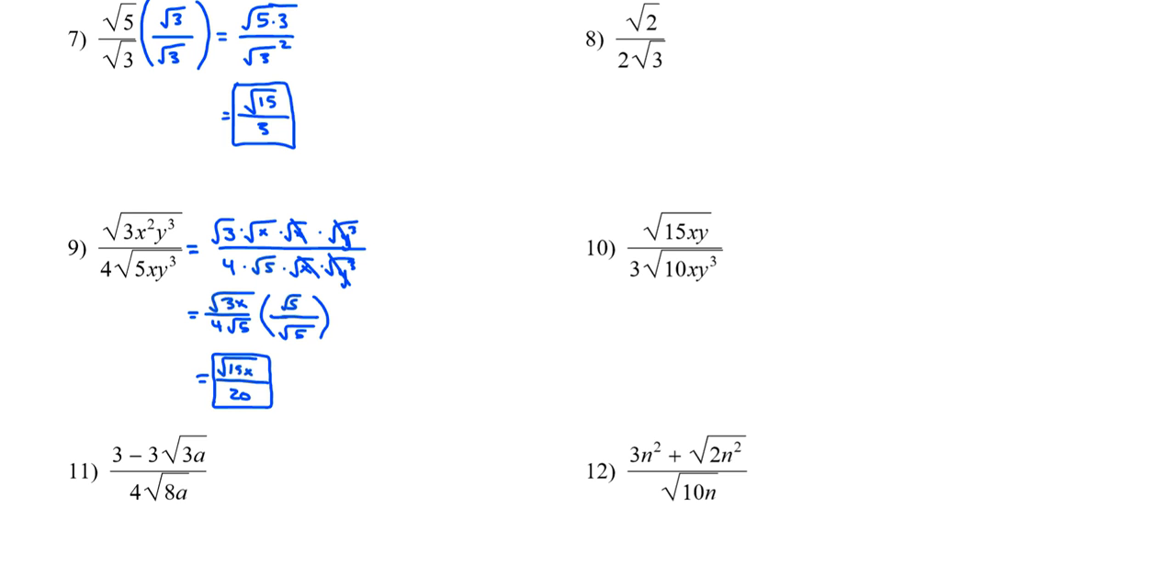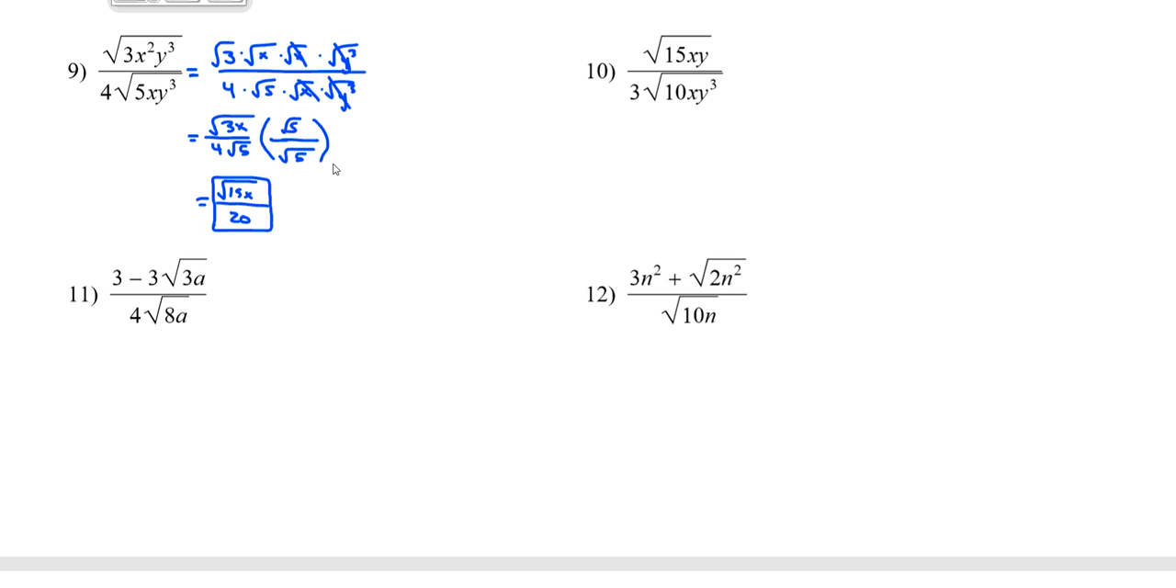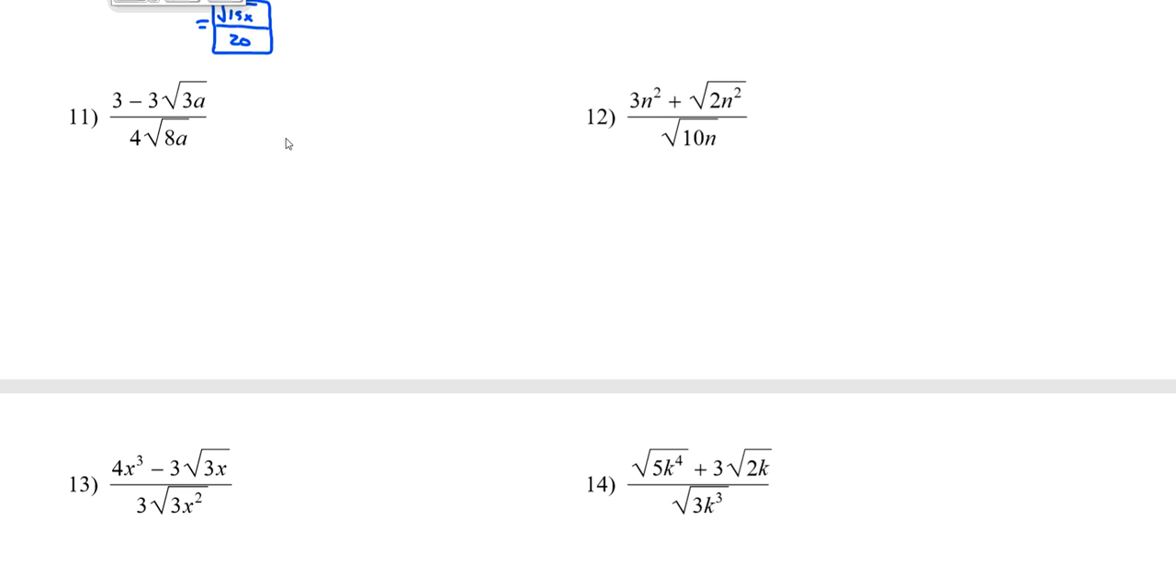All right, going on to number 11. On this one, I could break down the square root of 8 a little bit here, so I'm going to go ahead and do that first. I get 3 minus 3 root 3a divided by 4 times, well again, actually I'm going to erase that 4 for a second here. The square root of 8, let's just simplify that over here.